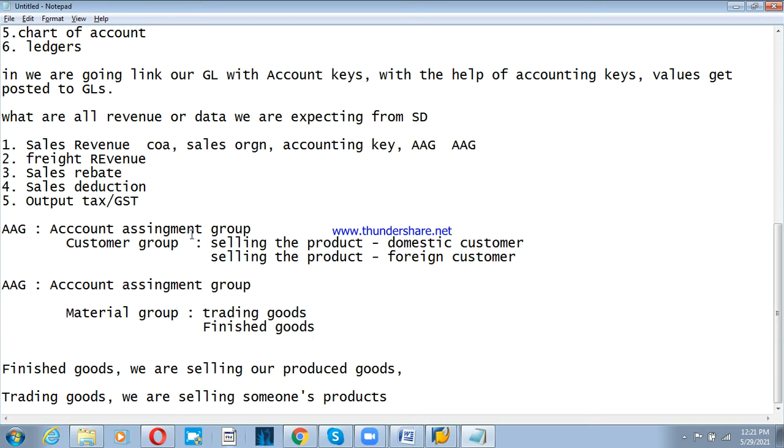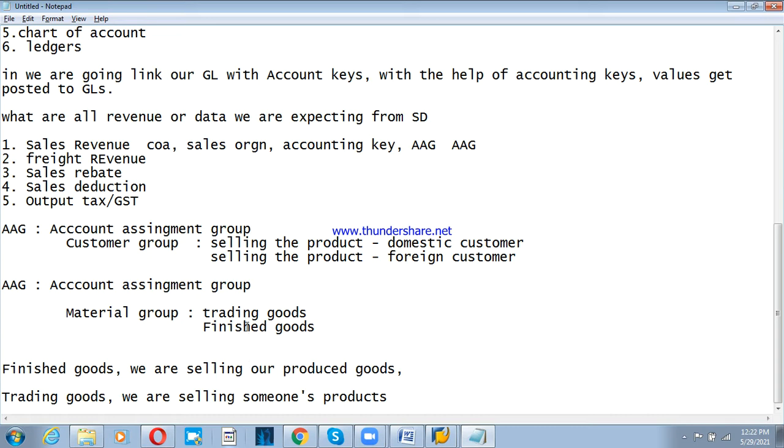The first account assignment group is related to the customer. The second one is related to the material. So we need to mention that I'm selling this product to this customer, in that combination. Whenever any transaction happens, as I told you, here we are going to assign our GL to the accounting key.